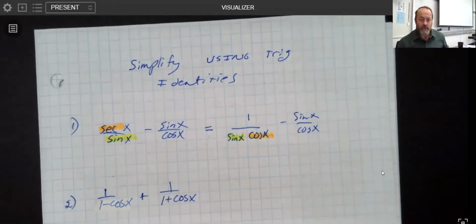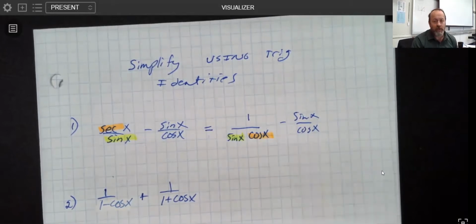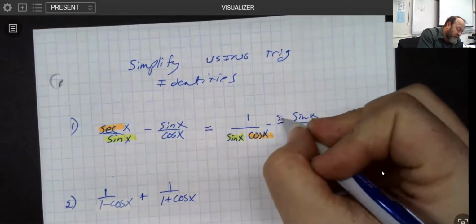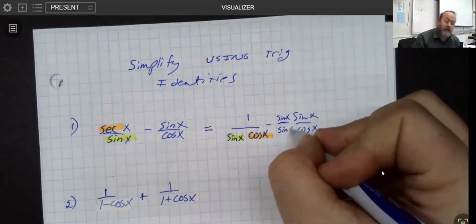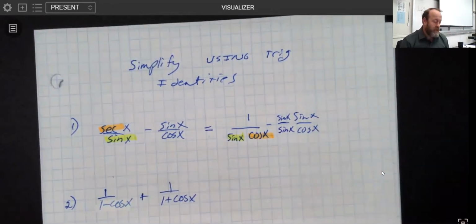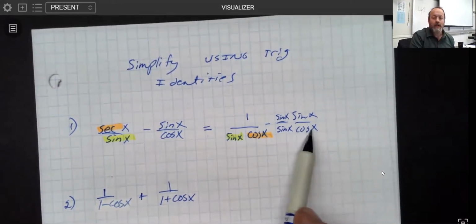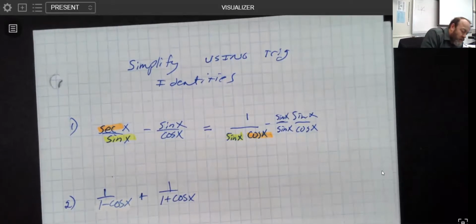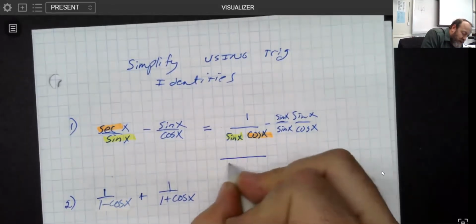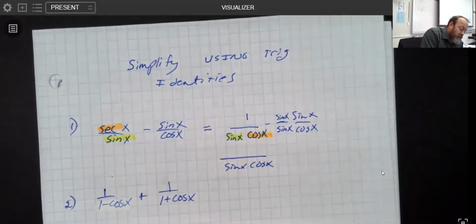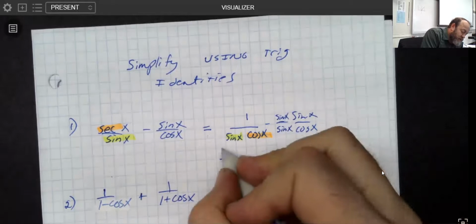Much harder than elementary school, granted, but if we're going to take two fractions and subtract them, then we definitely need to have a common denominator. So what I'm going to do is multiply this fraction over here by a sine on top and a sine on the bottom, because as such, each of these fractions will have the same denominator, sine cosine. Okay. So when you add or subtract fractions, you get that common denominator, and then you either add the numerators or subtract the numerators.